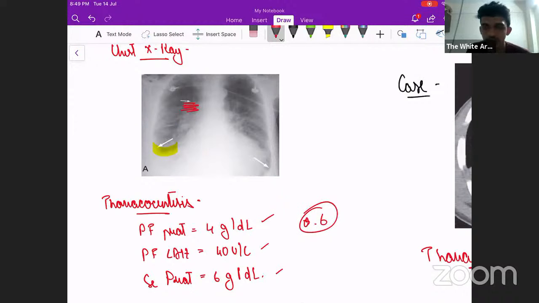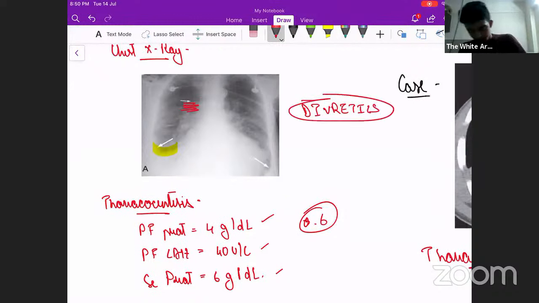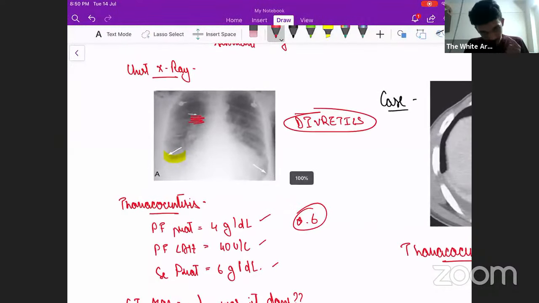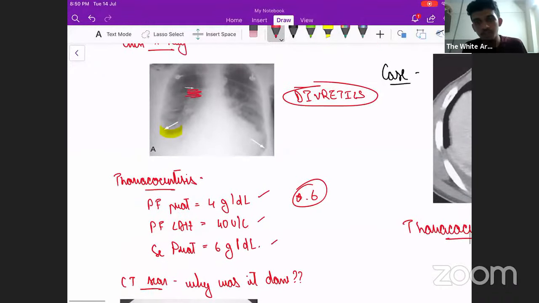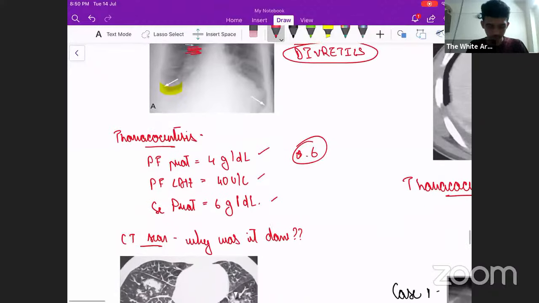He was treated with some drug. He was given diuretics. Yes, good. So Light's criteria fails when diuretics are used, because diuretics will push off the fluid, only the protein remains, correct? That's why Light's criteria cannot be used. So what can we do in such cases? Okay, we'll see what can be done, how to confirm whether it is transudative.